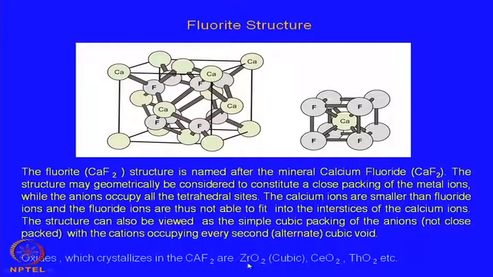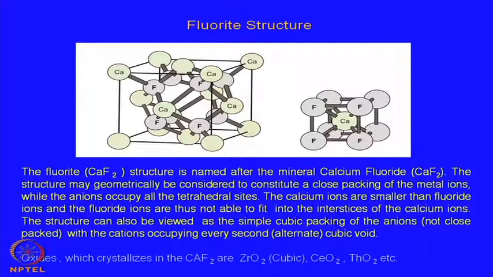Now, we have mentioned zirconia cubic, because many of these oxides do have different polymorphs. That means at different temperatures, as I mentioned in an earlier class, iron has different polymorphs. At low temperature, it has a BCC structure. At higher temperature, above 900 degrees, it has an FCC structure. Similarly, zirconia also has different structures. Zirconia has different arrangements of atoms at different temperatures.